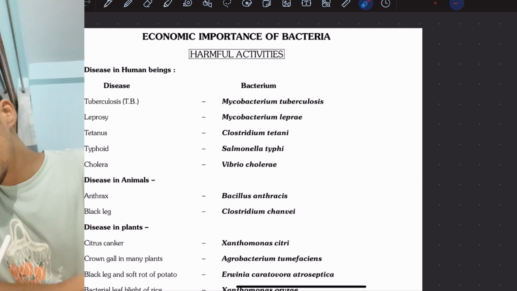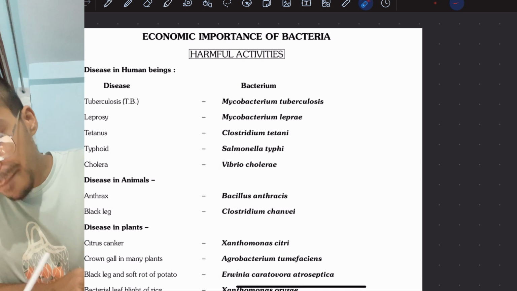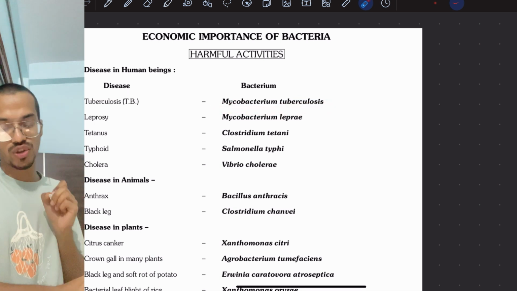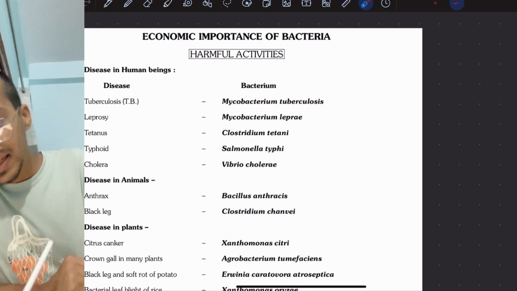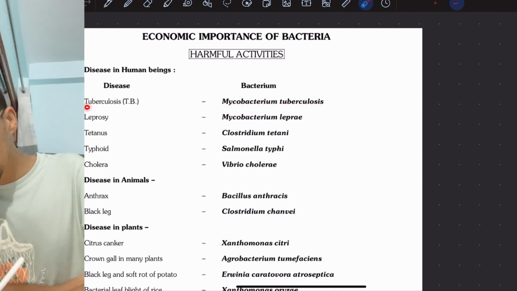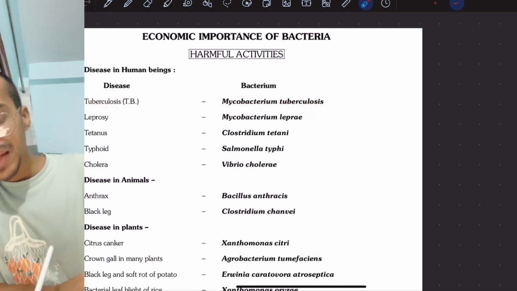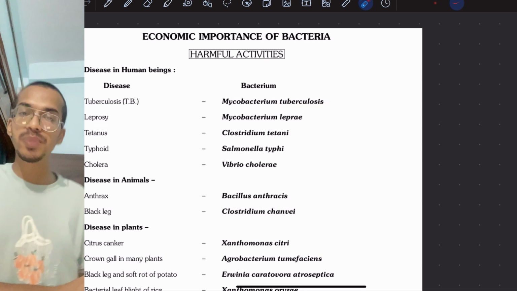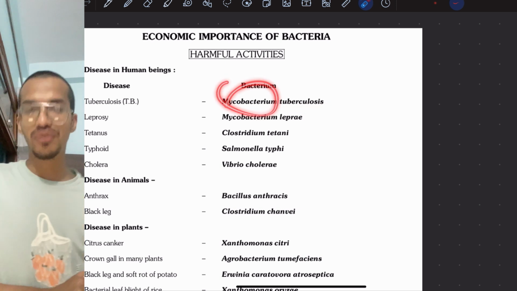So let's see tuberculosis. It is caused by Mycobacterium tuberculosis. When you are writing it individually, you have to underline it. It is easier to remember because tuberculosis is the disease, TB, and tuberculosis is the species name. Only the Mycobacterium you have to remember.